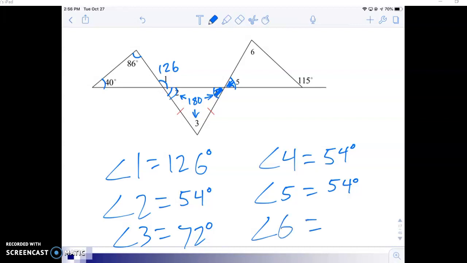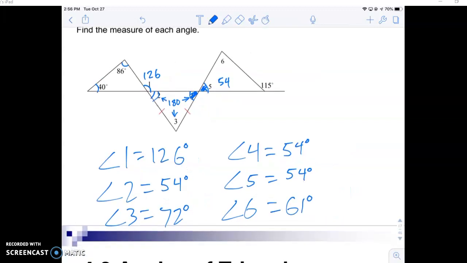Then the last one, we've got to figure out angle 6. I'm going to use the exterior angle theorem. Again, what that tells us is that 115 is equivalent to angle 5 plus angle 6 added up together. Since I know angle 5 is 54 degrees, angle 6 would just be 115 minus 54, which gives us an answer of 61 degrees. So that's how you would do that problem. You just have to use all three of those theorems when figuring this out.